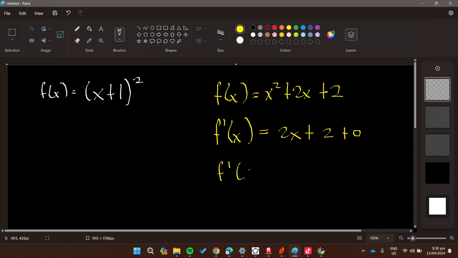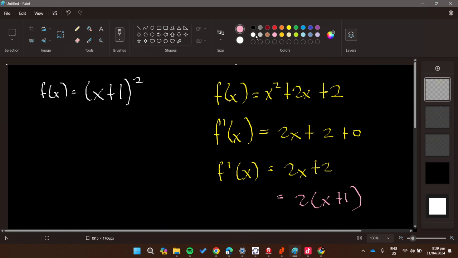This will become f prime of x. This is just 2x plus 2. Or, if we are going to make it more fancy, common is 2, so we will write 2 times the quantity x plus 1. Alright? Same thing, same thing. Now, I said earlier that these two functions are just equivalent functions.